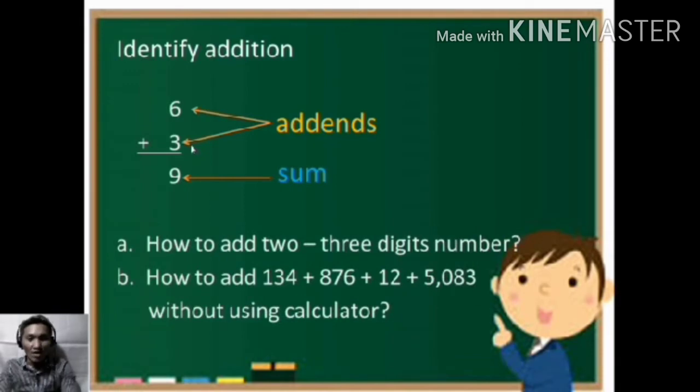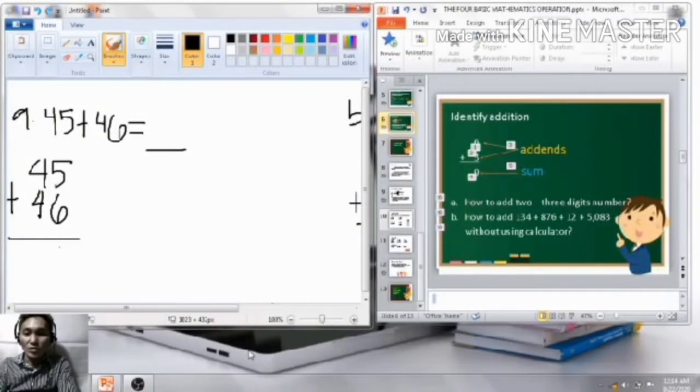Next, these are the questions. Letter A, how to add two 2-digit numbers. Letter B, how to add 134 plus 876 plus 12 plus 5083 without using a calculator. Okay, let's find out. Okay children, to answer these two questions, letter A and letter B, let's find out. So letter A, how to add two 2-digit numbers.